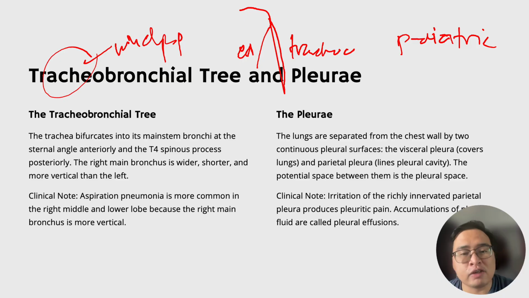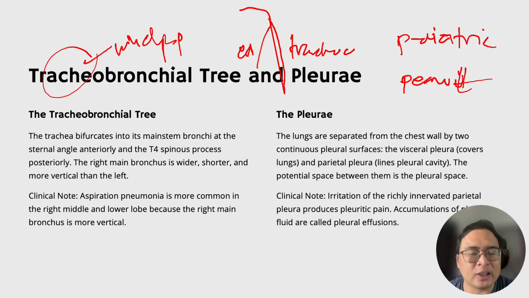So question, if you have a pediatric patient who aspirated on a peanut, which is going to be the more likely location of the peanut? Is it in the right main bronchus or in the left main bronchus? The answer is it's going to be located in the right main bronchus. Why? Because the right main bronchus is wider, shorter, and more vertical than the left. Okay? That's why aspiration pneumonia is more common in the right middle as well as the right lower lobe. It's because of the anatomy of the bronchi.